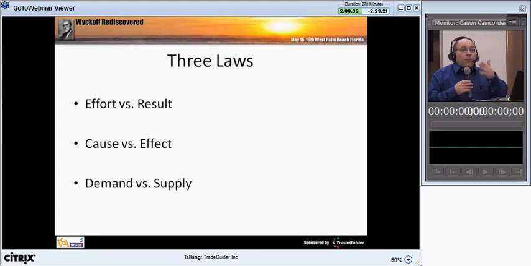Gavin talked about 3 laws, okay? And this is the heart of Wyckoff, so I'm done. Read this, and you know this, and that's it.